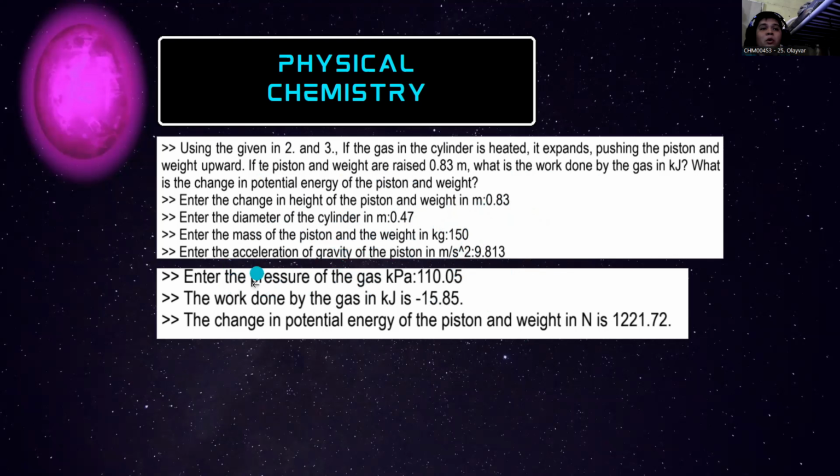And the work done by the gas in kilojoules is 15.85. And after that, we will get the result in Newton of the change in potential energy of the piston and weight, which is 1,221.72 newtons.